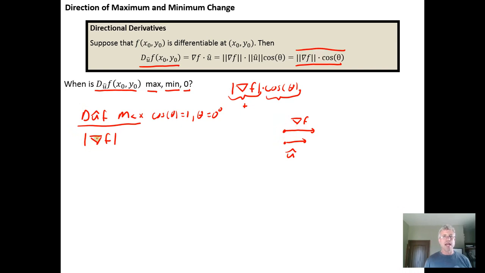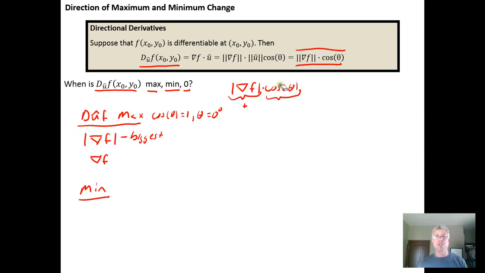So the size of the gradient is the biggest the rate of change ever gets, and the greatest rate of change occurs in the direction of the gradient vector. Then we can ask, when is the directional derivative at a minimum? When is it the smallest it can be? And again, we get that directly from the cosine function.